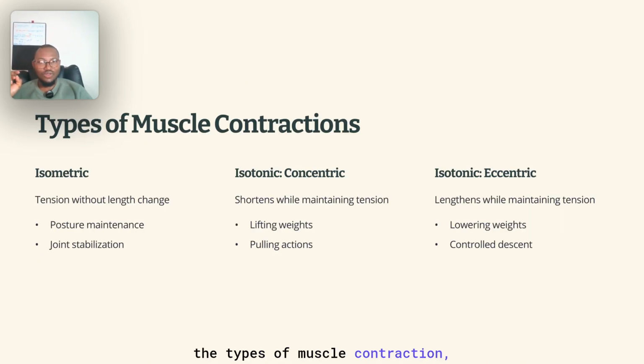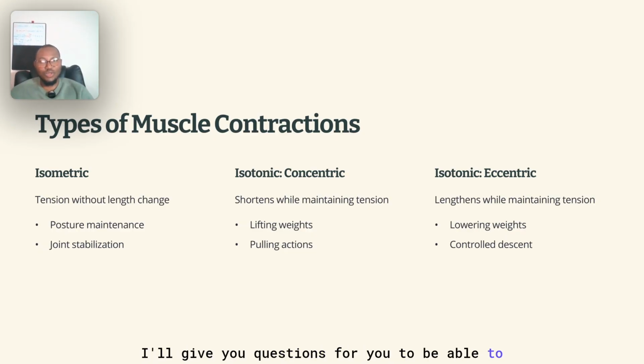Now, the types of muscle contraction: we have isometric contraction, we have isotonic concentric, and isotonic eccentric. Isometric is tension without length change. There is no length change. All right? Posture is maintained, joint is stabilized. But when you're talking about isotonic, you're talking about concentric and eccentric. In concentric, it shortens while maintaining tension, like when you are lifting weights or pulling actions. We are going to see questions on that. Then we have isotonic eccentric. Eccentric is when it lengthens while maintaining that tension, like when you are lowering objects or have a controlled descent. I'll give you questions for you to be able to understand this better.